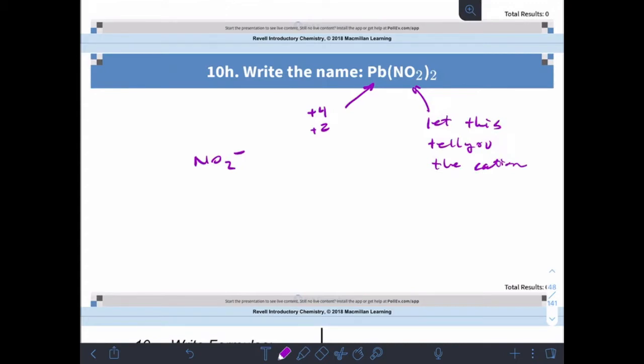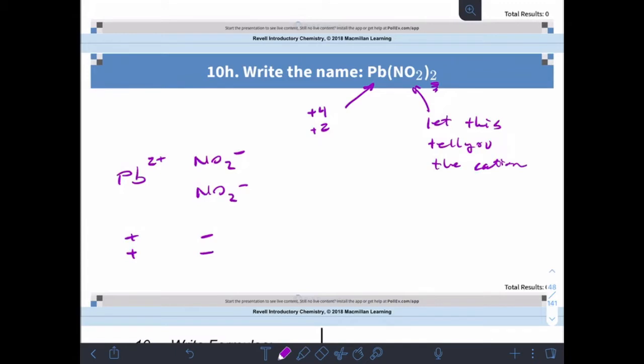And I have two of them. So that subscript 2 on the outside of the parentheses tells me that I have two nitrites. Right, so that gives me two minuses, and then I only have one lead, so it needs to be a 2 plus by itself in order to balance those two minuses. So plus plus, minus minus.